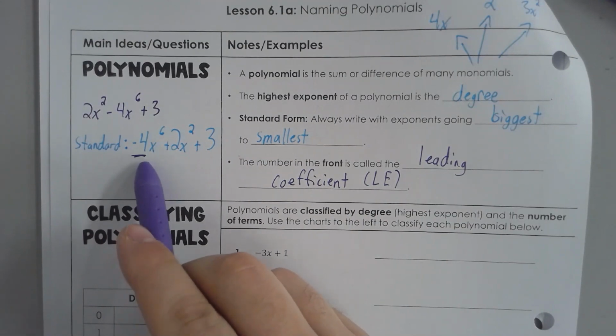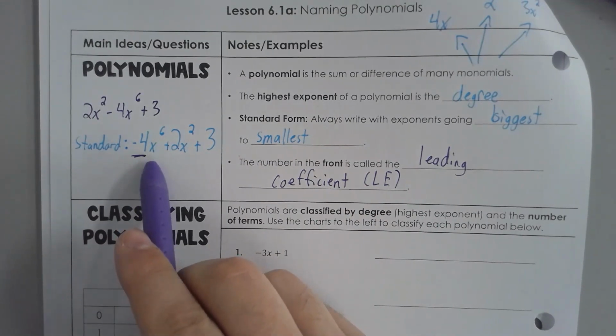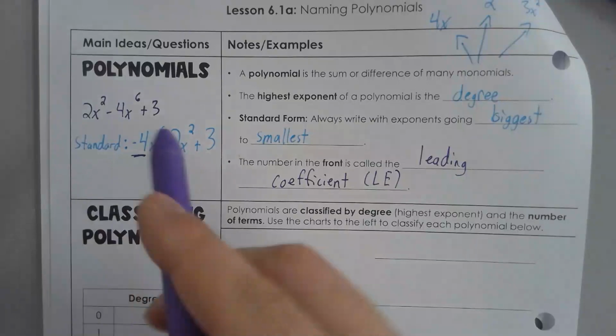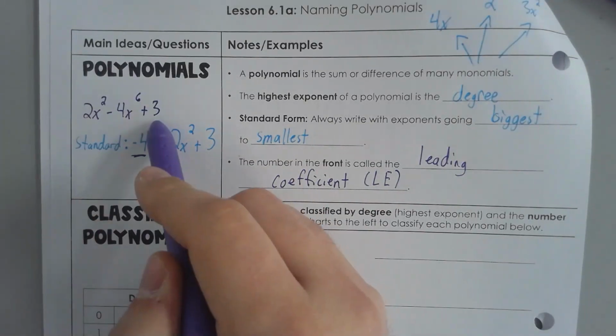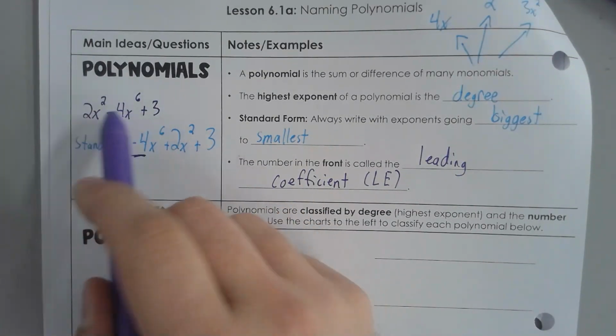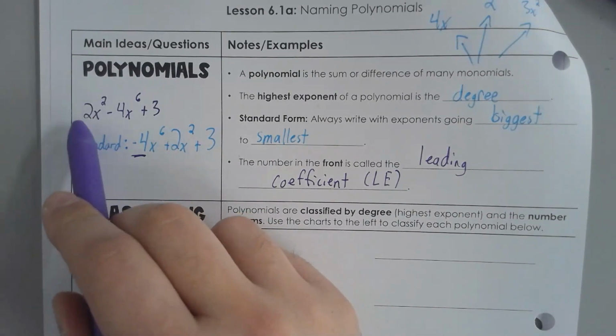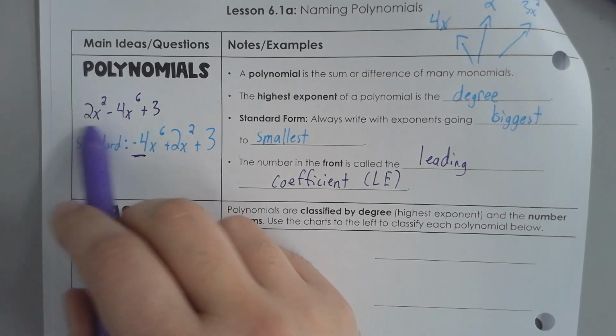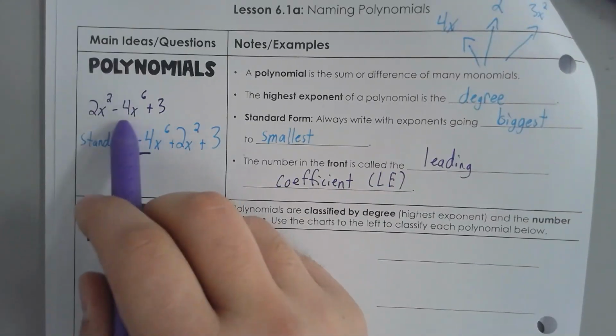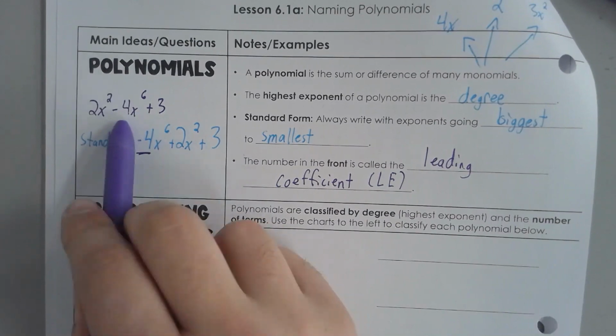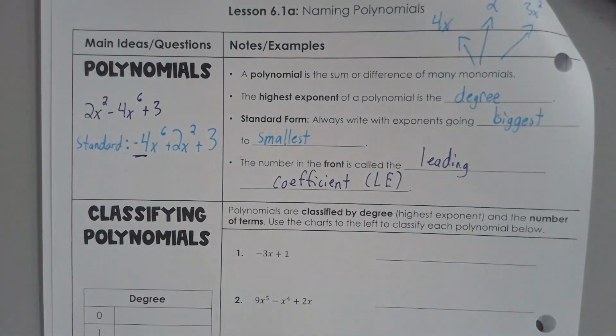Now, it's important to make sure you're in standard form, because if you're not in standard form like up here, it would be really easy to say the leading coefficient is 2. But it's not in standard form. So you can't just look at the first number. Even though it's not in standard form, the leading coefficient is still -4 because it's attached to the largest exponent. So it's super important to make sure you're in standard form before you name the leading coefficient.